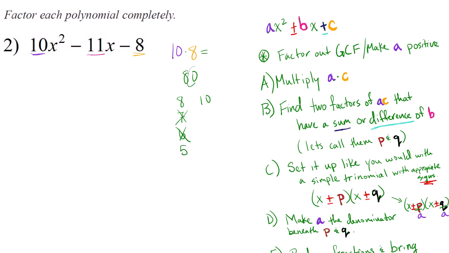5. I know 5 goes in because 80 ends in a 0. So 80 divided by 5 is 16. And 16 minus 5 is 11. So ding, ding, ding, ding. Those are our winners.